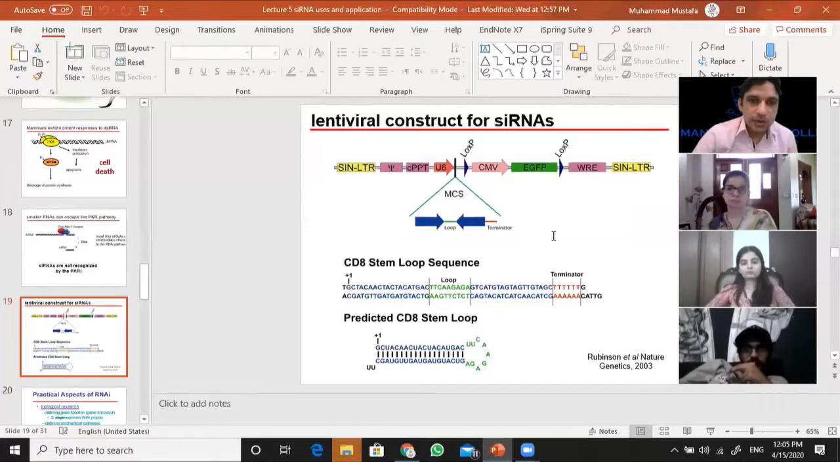Taiba asked another question: despite the knockdown of a gene, can the cell also use it as a control for regulation of its protein product?